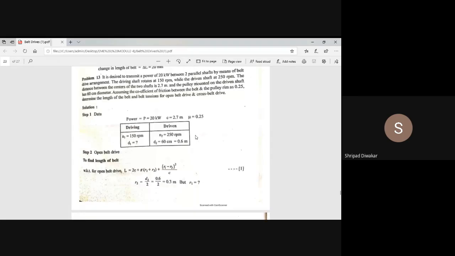This is a very simple formula. And one more important problem I'll do. Tell me any doubts.